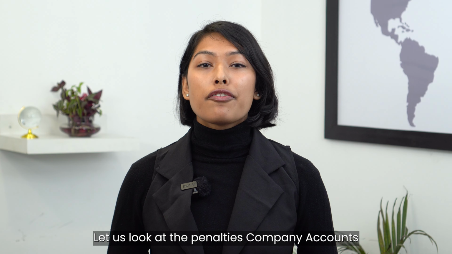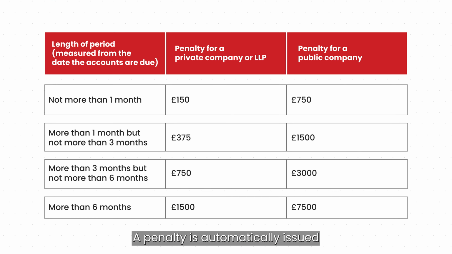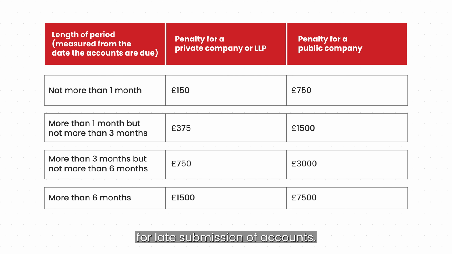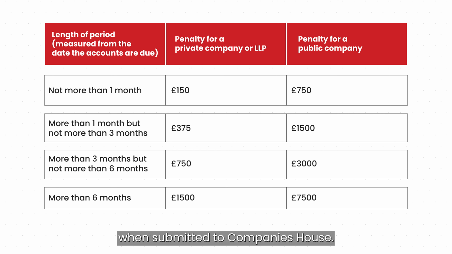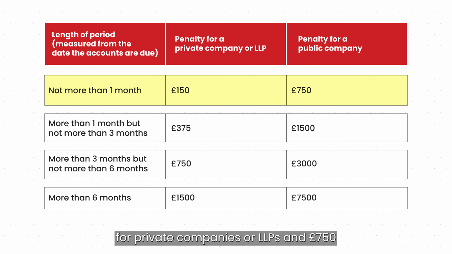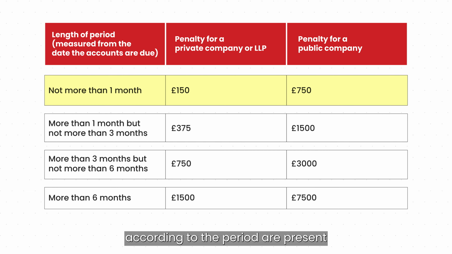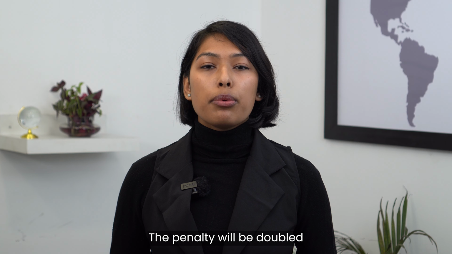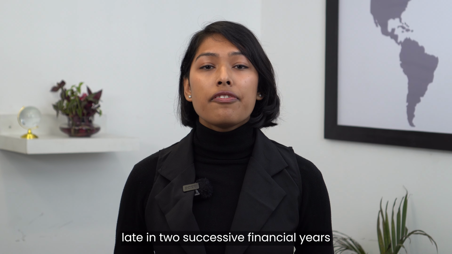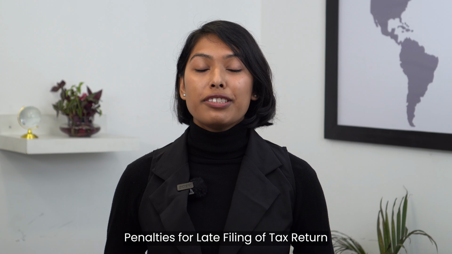Let us look at the penalties for company accounts and tax returns separately. Late filing of company accounts. A penalty is automatically issued for late submission of accounts. This penalty applies solely to accounts, and the amount varies depending on how overdue they are when submitted to Companies House. For example, the penalty starts at £150 for private companies or LLPs, and £750 for public companies if filed within 1 month after the deadline. Other penalties according to the period are present on the screen. The penalty will be doubled if accounts are filed late in 2 successive financial years, beginning on or after 6th April 2008.